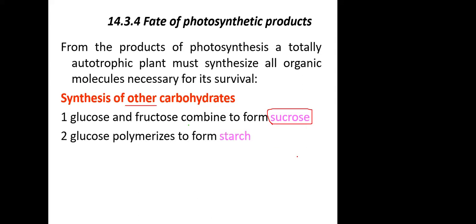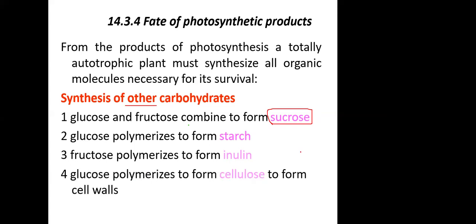Then glucose can be polymerized to form starch. Of course, that one we've already talked about. Then also fructose can be polymerized to form inulin. Inulin is a type of polymer that is found in certain plants. I would challenge you, or I would task you to go on and find out some of those plants that have inulin. Okay, you'll be surprised that you have them in your compound, some of you.